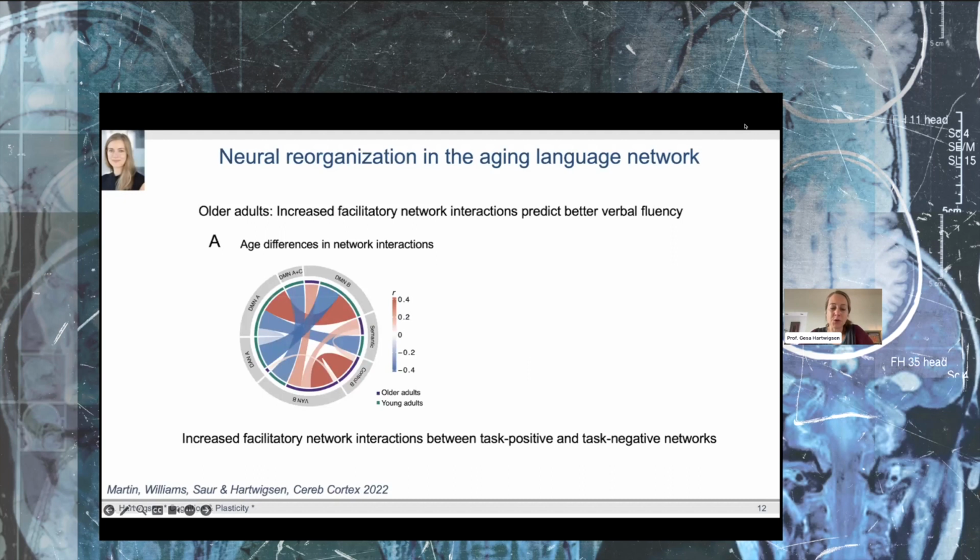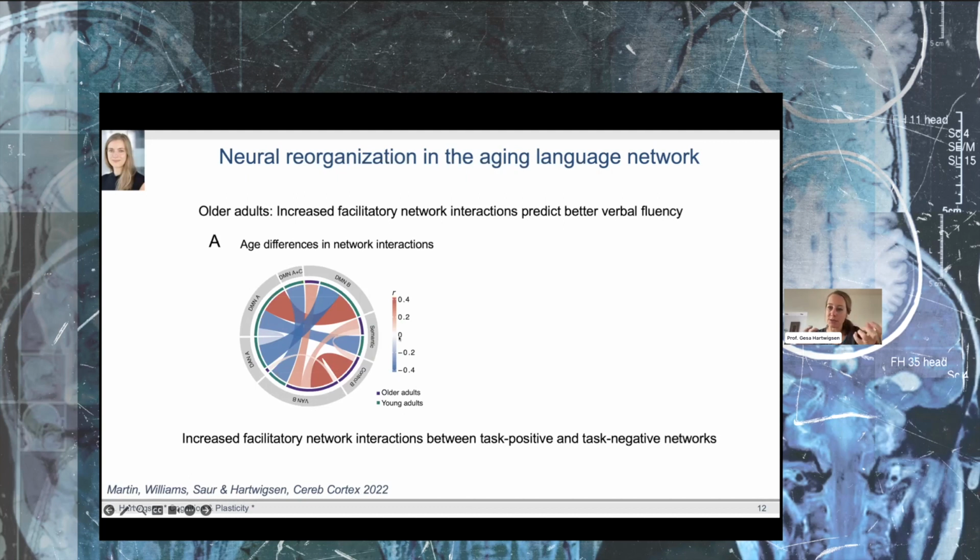So to show this, she used an independent component analysis. So she used her task-related activity and extracted the underlying patterns of the different networks that contribute. And this graph may look complicated, but the main conclusion that can be taken away from this is that in aging brains, we see increased facilitatory network interactions between task positive and task negative networks.